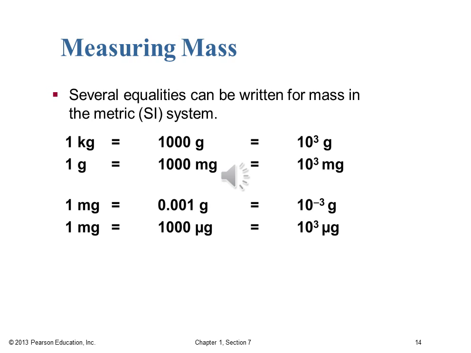And of course, 1 kilogram equals 1,000 grams equals 10 to the 3 grams. Those are all equalities. 1 gram equals 1,000 milligrams equals 10 to the 3 milligrams, all equalities as well. And therefore, we could also go the other way. If we say that 1 gram is 1,000 milligrams, well then 1 milligram would be 1,000th of a gram, or 10 to the minus 3 grams.